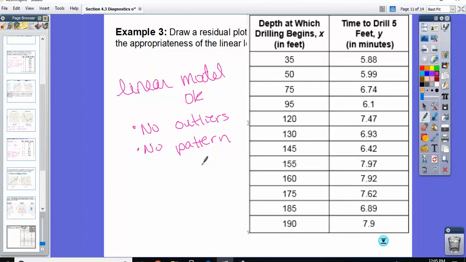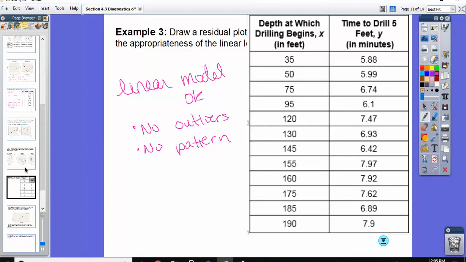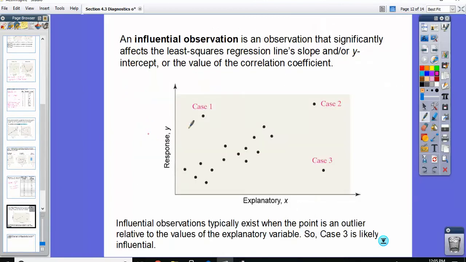The last thing I want to mention is when we look at outliers, some outliers make a bigger difference than others. We can talk about influential and not influential outliers. If I just look at this picture, I have 3 outliers. Some of those will make a big difference, and some will not.